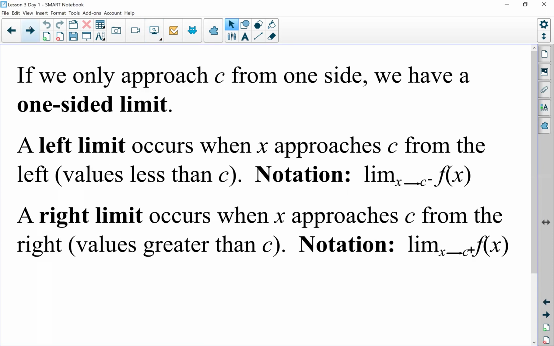So, one-sided limits. If we take the limit as x approaches c from only one side, so either from values less than c or values greater than c, we have this thing called a one-sided limit. A left limit occurs when x approaches c from the left, from values less than c. The notation is the limit as x approaches c with a little negative sign in the superscript of f of x.